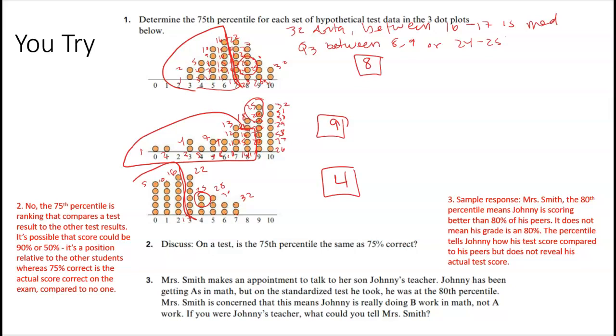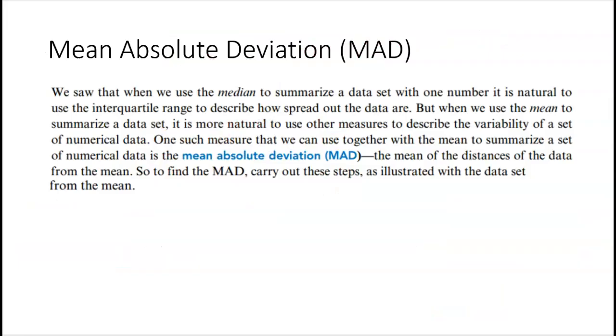There we go. Now we're going to talk about something you may not have learned before, and it's the mean absolute deviation. We saw that when we use a median to summarize data, we relate it with the interquartile range to describe how spread out it is. Now when we talk about the mean, it's more natural to use the mean absolute deviation. This is the mean of the distances of the data from the mean. And we call it the MAD.